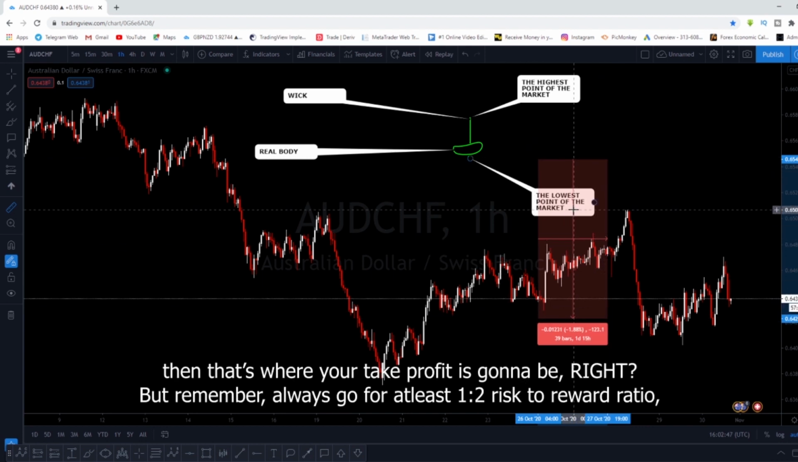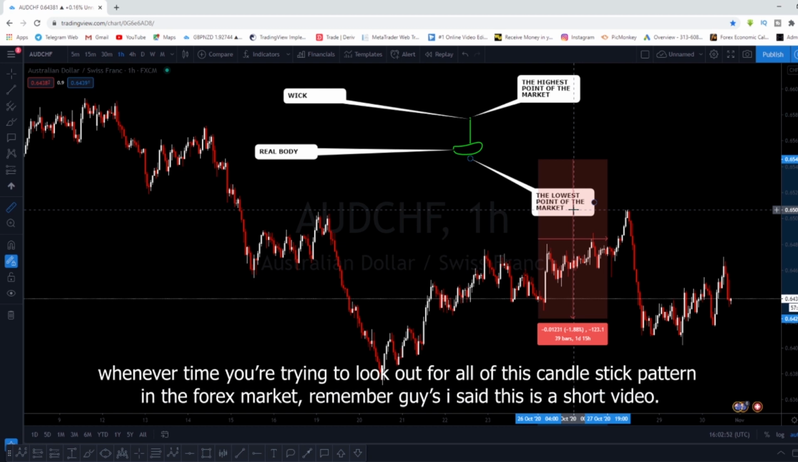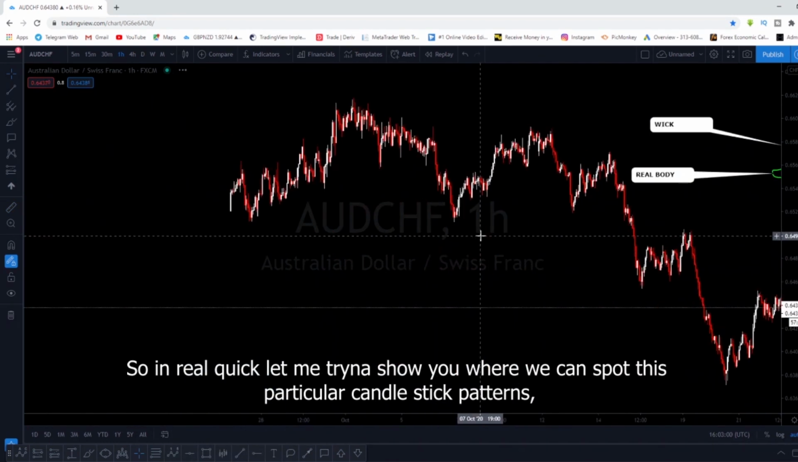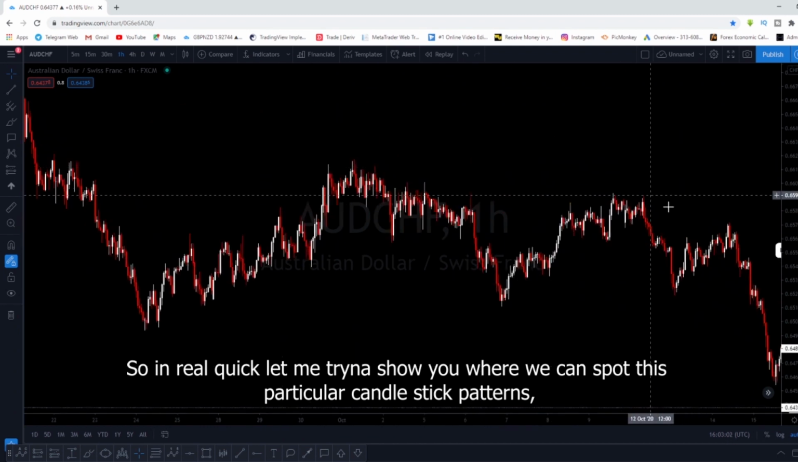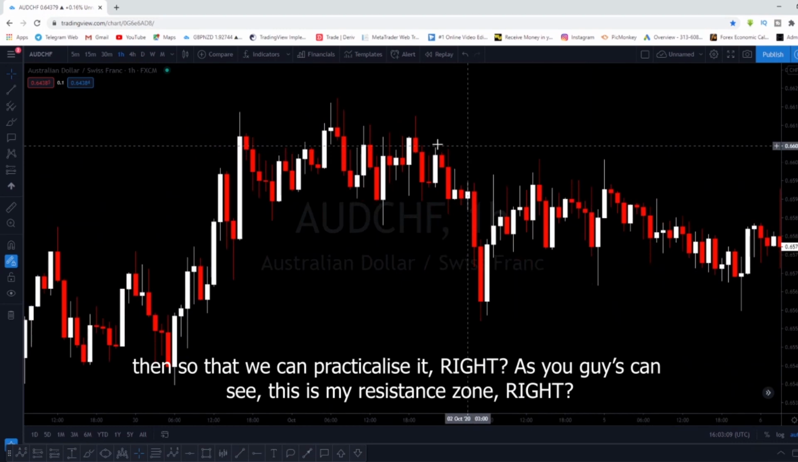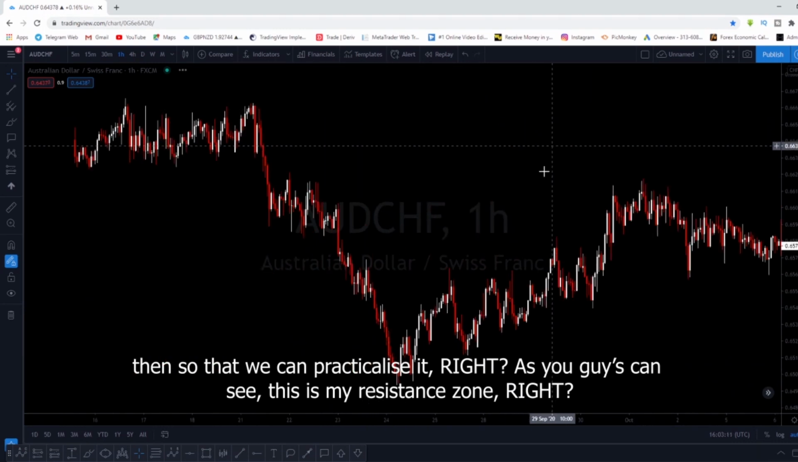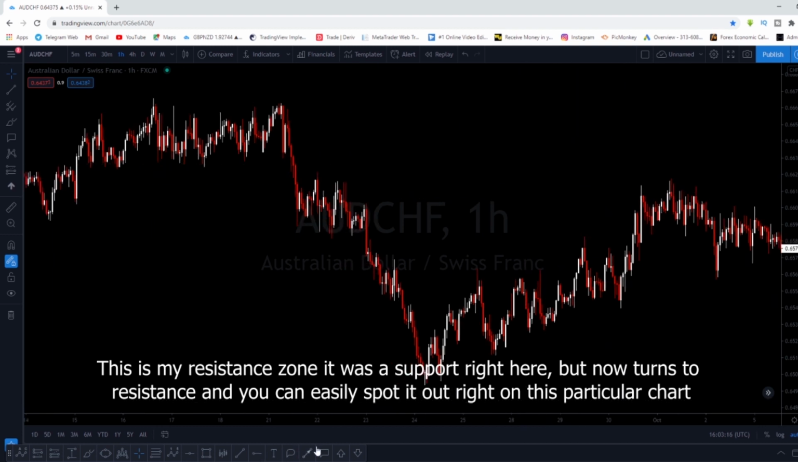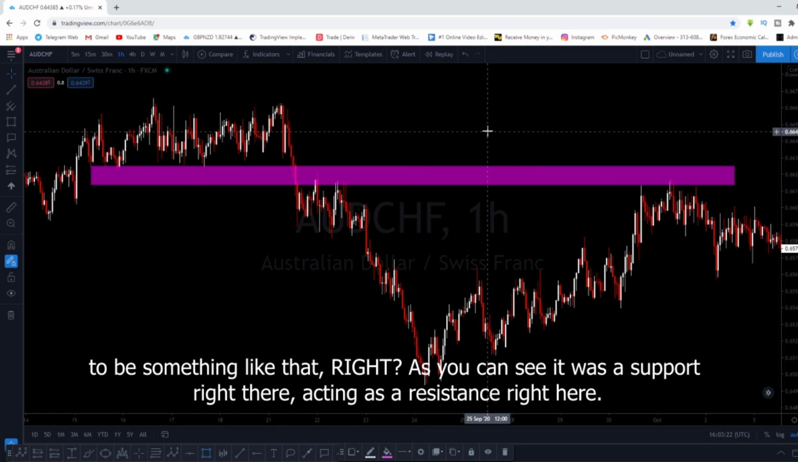But remember, always go for at least a 1 to 2 risk to reward ratio whenever you're trading these kinds of candlestick patterns in the forex market. Remember guys, I said this is a short video, so real quick, let me show you where we can spot these particular candlestick patterns, so that we can practicalize it, right? As you guys can see, this is my resistance zone. It was a support right here, but now it turns to resistance, and you can easily spot it on this particular chart.